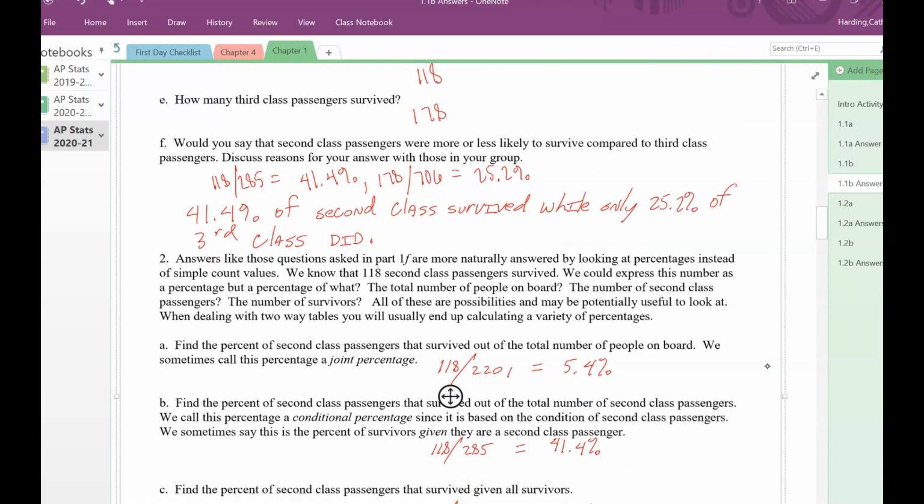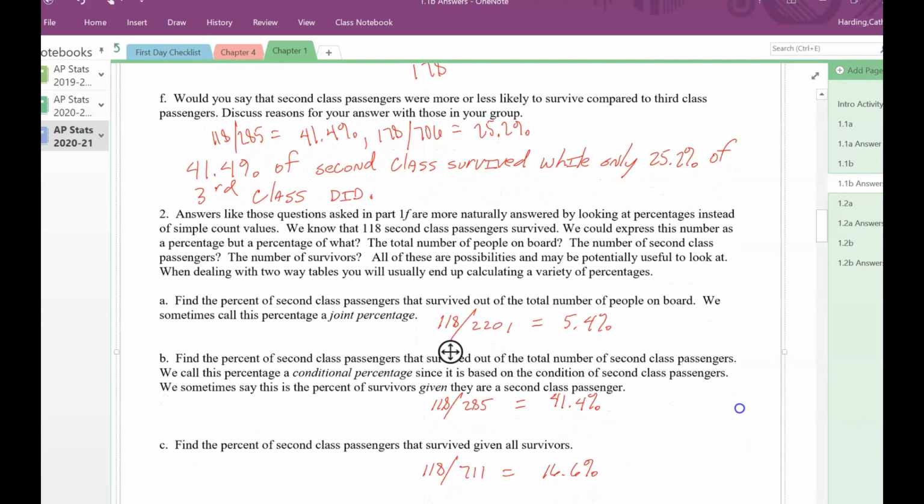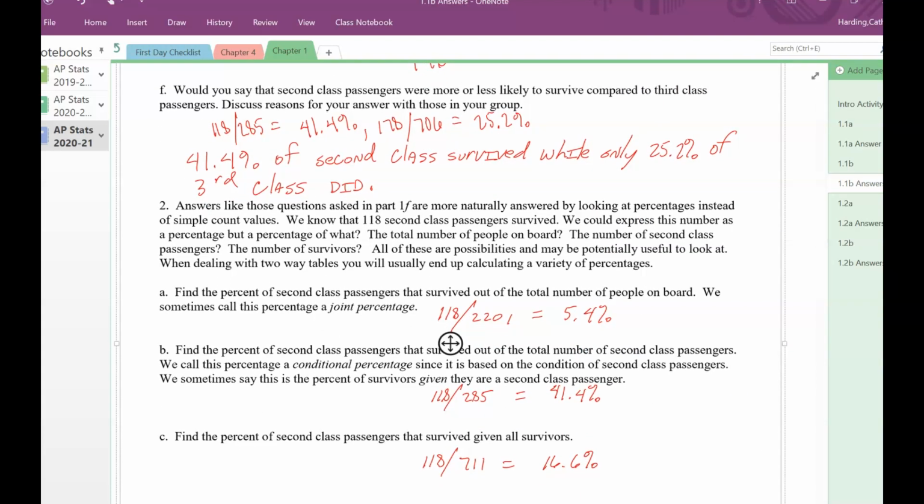Depending on the scenario, some might be more appropriate than others. But I want you just to pause the video for a second and please answer parts 2A through C. Okay, so compare with what I have on the screen there.